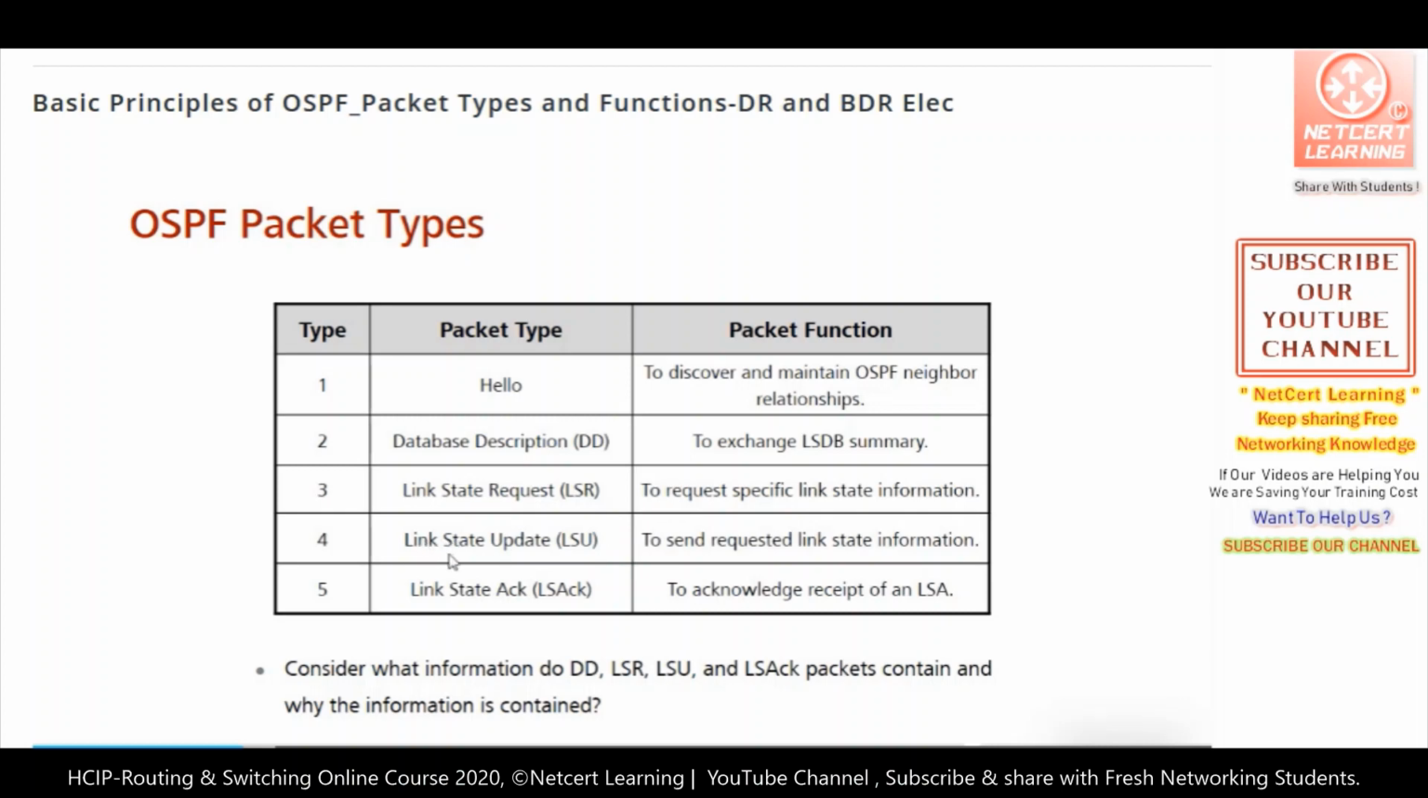Then we have type 4, we call it LSU or link state update. As its name suggests, when an LSR is sent from the neighbor router, the responder router has to send the LSU as the answer. This LSU packet is sent to the neighbor for LSDB synchronization among all routers in the area. So this is where we have the LSU, which is the answer. And finally we have type number 5, which is the LSACK or link state acknowledgement, which the router uses to acknowledge the receipt of link state advertisements in order to ensure the link state synchronization is reliable.